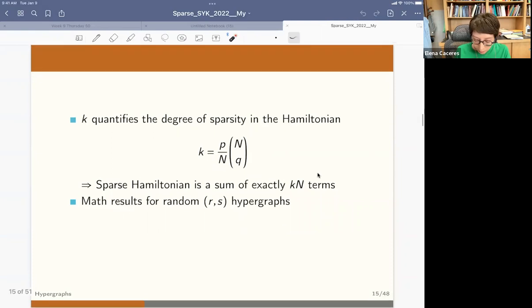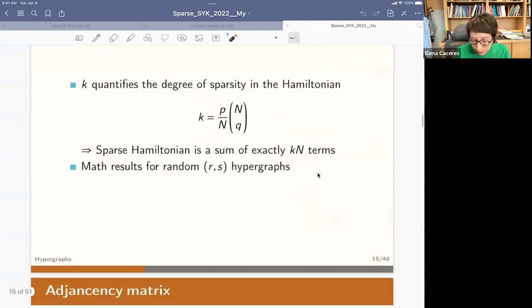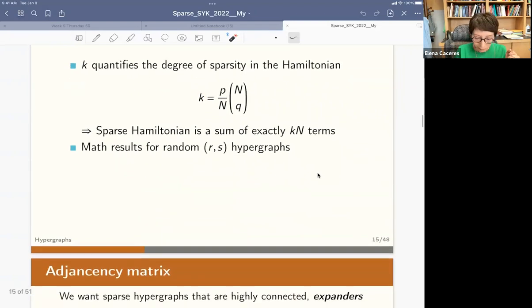Good. But for our sparse SYK, really this P is going to be a very small number. But we essentially rephrase the whole thing. We're no longer talking about P anymore, because P is the random pruning formulation. When we talk about this hypergraph story, the parameter is K, but they are related.